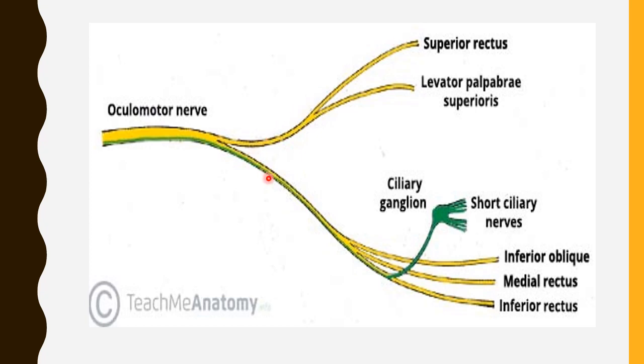Now this inferior branch of the main motor fibers, or the oculomotor nerve, supplies three muscles within the orbit, that is the inferior oblique, the medial rectus, and the inferior rectus.